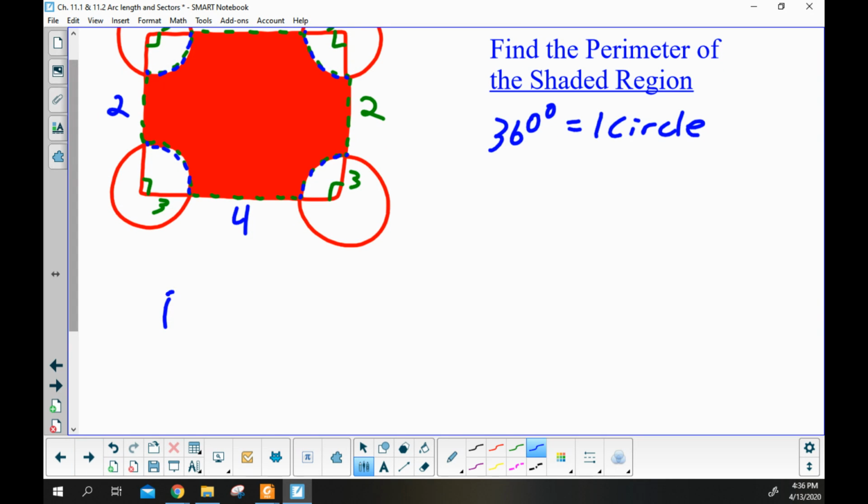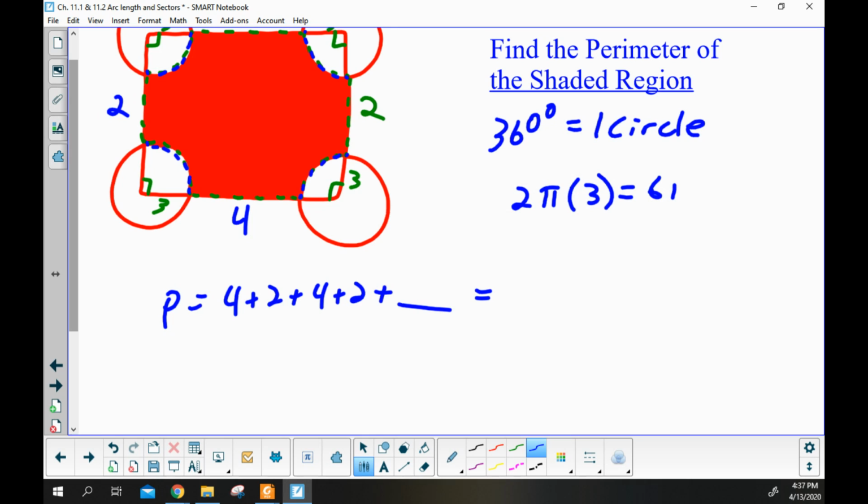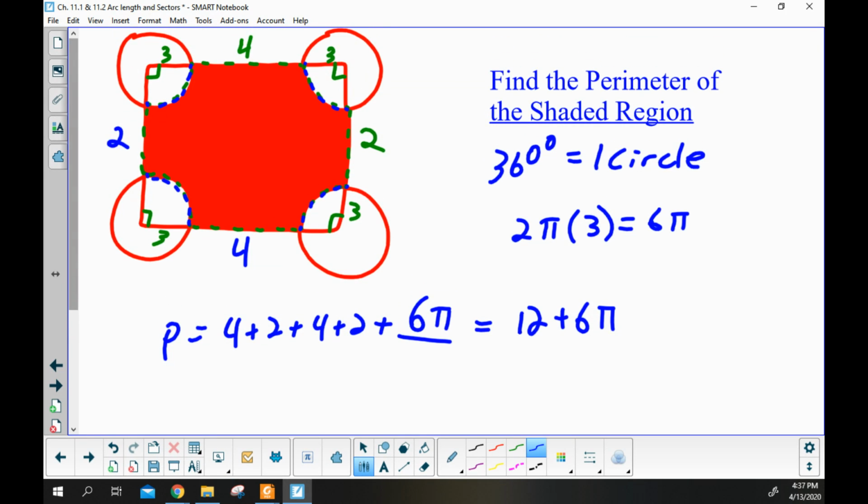So, my perimeter, in this case, is 4 plus 2 plus 4 plus 2 plus the perimeter of one circle. So, in this case, 2 pi times my radius, in this case, is 3, so it's 6 pi. So when we add those together, that ends up being 12 plus 6 pi, and there's my answer. So don't think this is so hard because it's got those missing pieces. If you realize it's a quarter circle plus a quarter circle plus a quarter circle plus a quarter circle, 4 quarters is one whole thing.